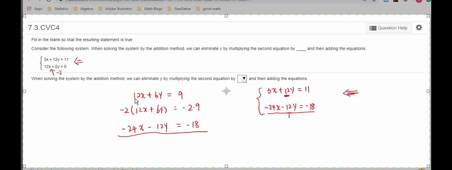But in this particular problem, they didn't ask us to solve for the values of x and y. They just want us to find out what number should be multiplied to the second equation to eliminate y. So basically, we already have our answer. We have to multiply the second equation by -2 and then add the equations. So we're done here.